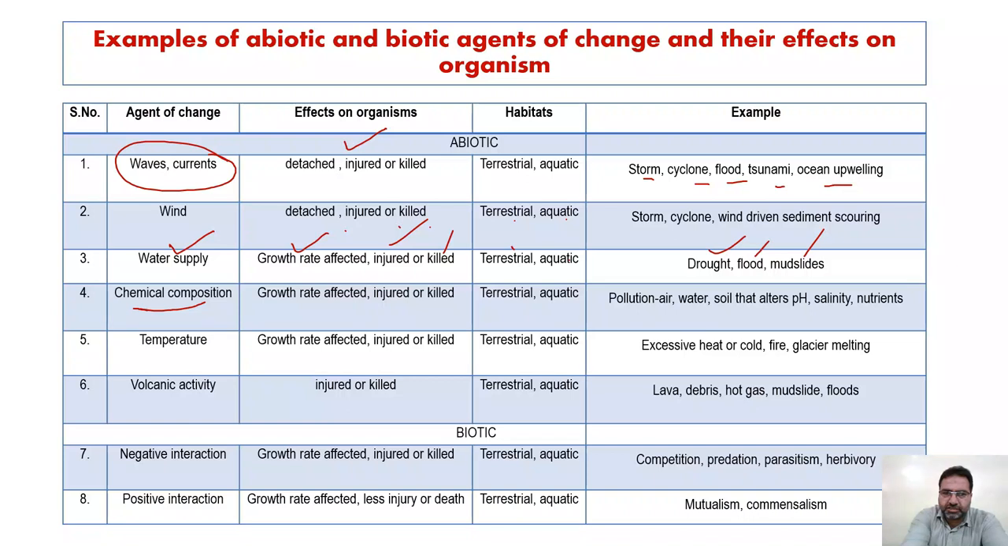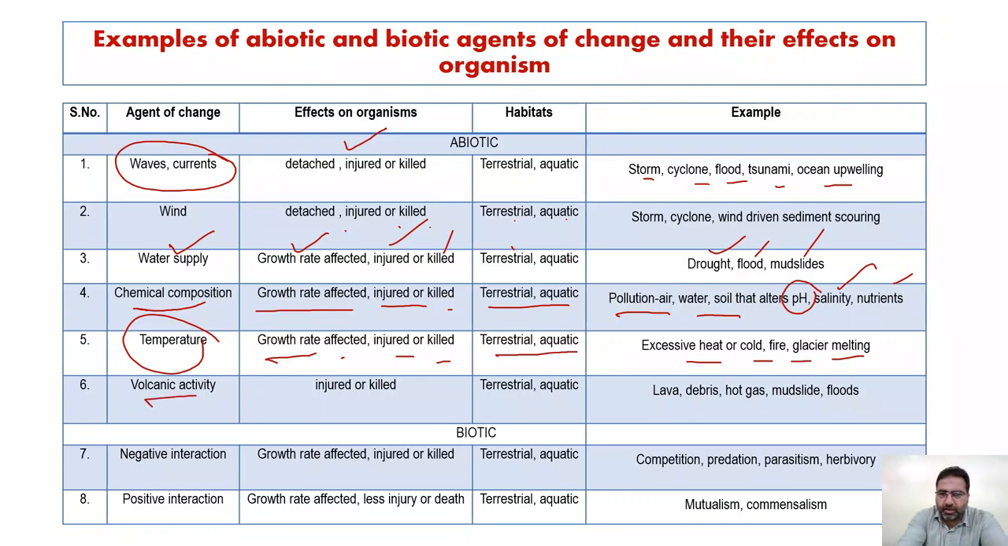If the agent of change is chemical composition, it can act on both terrestrial and aquatic environments. The growth rate is affected, with injury or killing. The examples are air pollution, water pollution and soil pollution. It alters the pH, salinity and nutrients. Then if the agent of change is temperature, there is excessive heat, cold, fire, glacial melting, and it affects the growth rate and causes injury and killing of the terrestrial and aquatic communities. If there is volcanic activity, it leads to lava, debris, hot gas, mudslide, floods, and it injures or kills the organisms and communities. It acts on both terrestrial and aquatic environments.